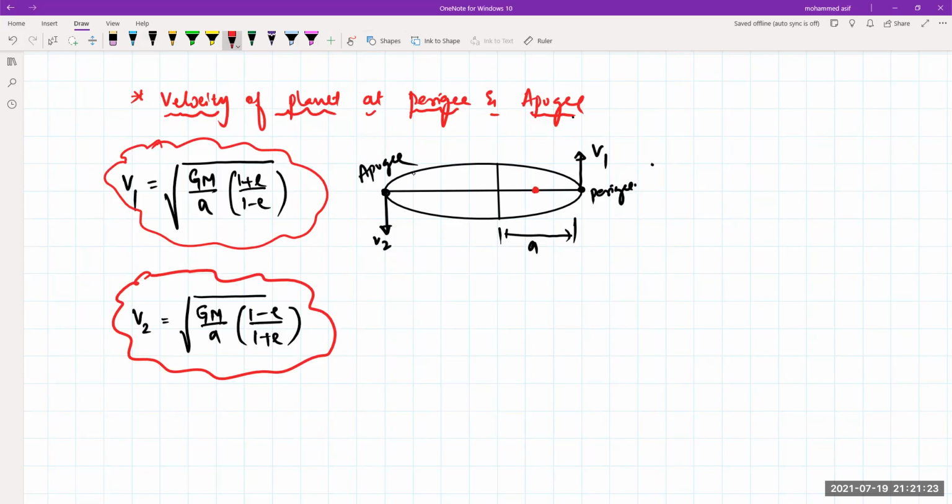Any doubt in this one? This is a very important formula you need to write better: velocity at your perigee and velocity at your apogee.